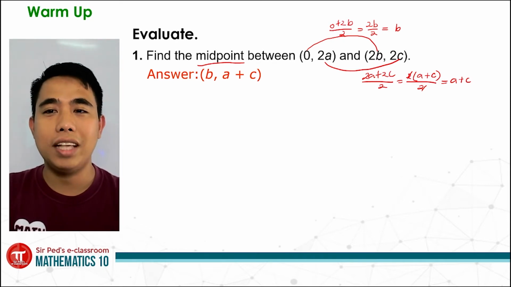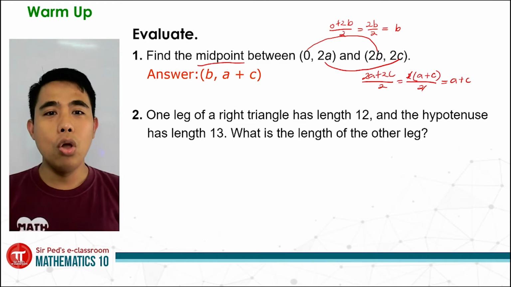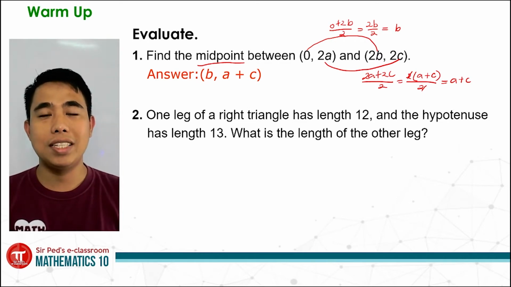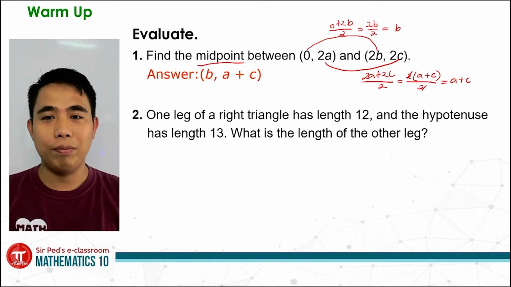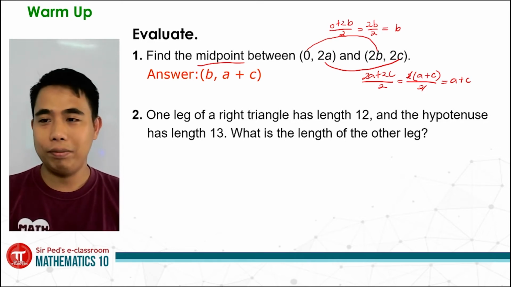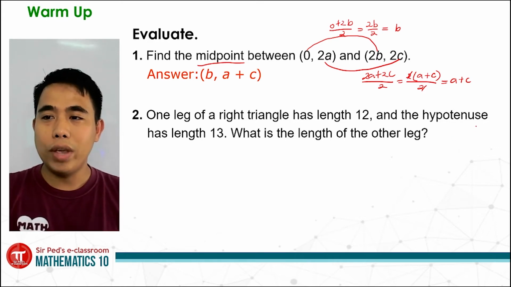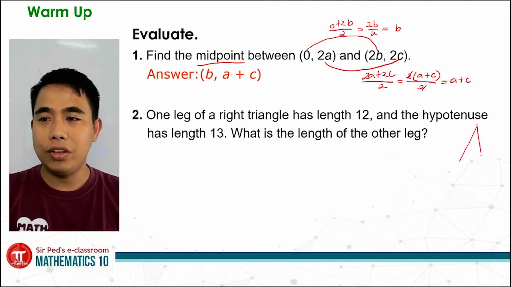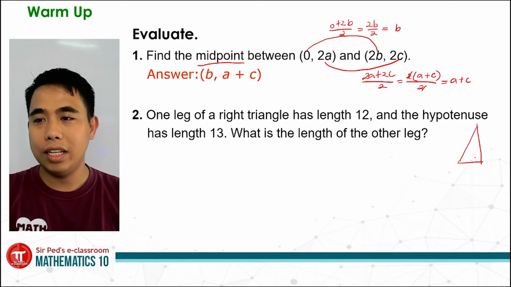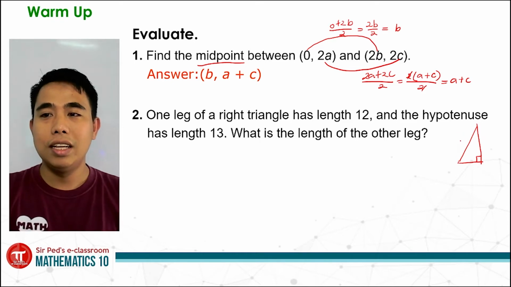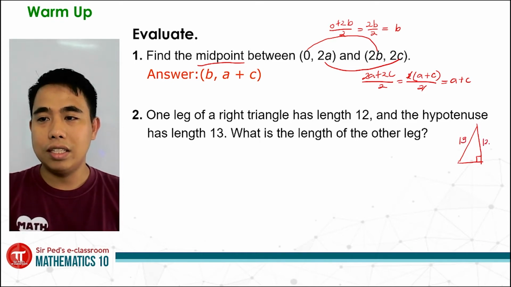So let's have example number 2. One leg of a right triangle has length 12 and the hypotenuse has length 30. What is the length of the other leg? In this case, we apply our Pythagorean theorem. In a right triangle, if this is 13 and this is 12, what is the other leg? Let's name it as x.